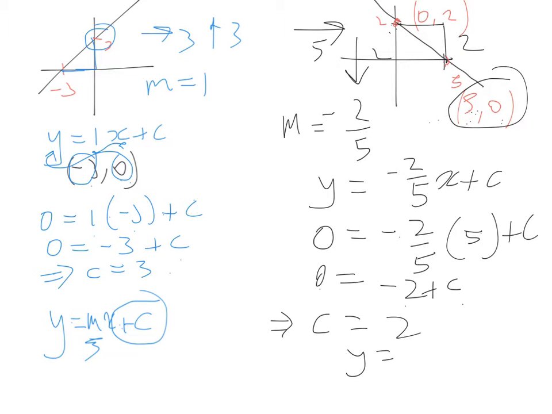So that's what we've got there. y equals -2 over 5x plus 2. And over here, y equals x plus 3. And that's all there is to those ones.